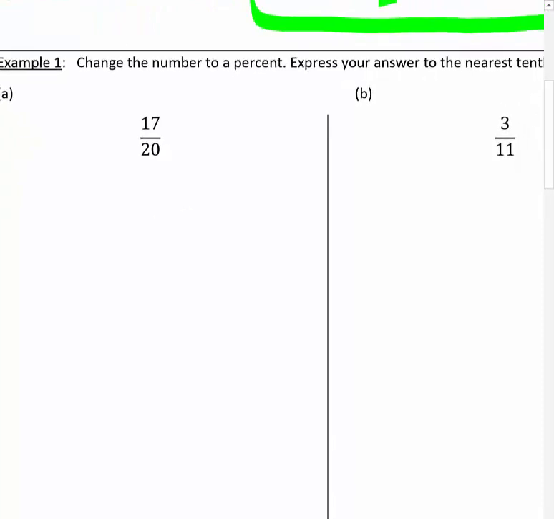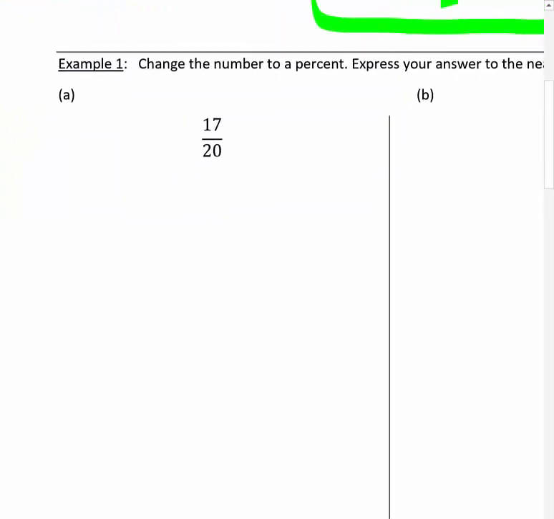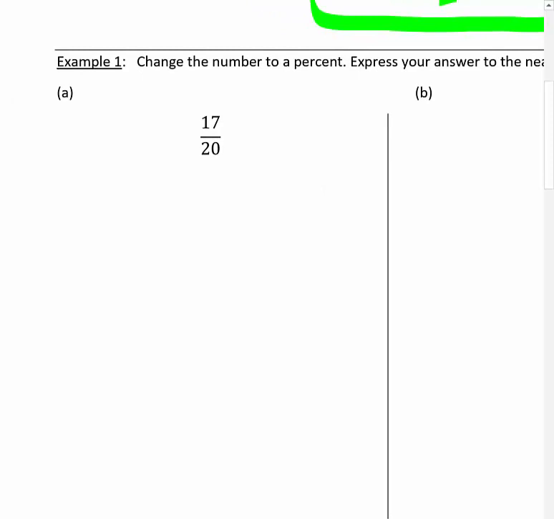Example 1, they want us to change the number to a percent. And we're starting with a fraction. So remember, we said above, how to change it to a percent is you divide the denominator into the numerator, not the other way around. I think the natural thing is you're going to want to divide the smaller number into the larger number. But it's actually always the denominator into the numerator, no matter if the denominator is larger or smaller. It doesn't matter. So we'll try that.